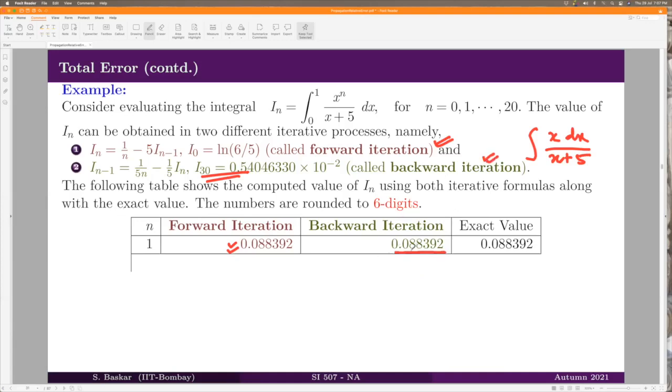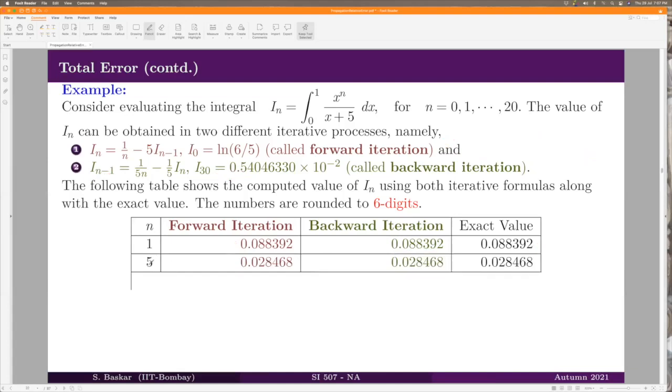Remember, I did many calculations to reach I1 because I started with I30 and then went backward many iterations and reached this value. What is the exact value? Exact value is this. You can just evaluate this and get this value. Now n is equal to 2 gave similarly some other value, but not to make you bored, I just jumped to 5. Otherwise I could have shown 1 by 1, but I just jumped to 5.